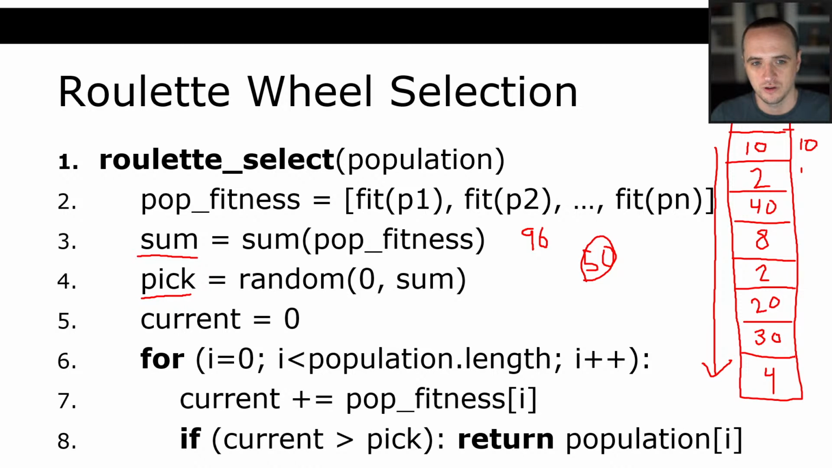I go to the next one. What is my sum now? It's 12. Is 12 greater than 50? No, it's not. So I skip it. I go to the next one. Now I have 52. Is 52 greater than 50? Yes, it is. So this is the one I am going to select. And that's what this algorithm is. That's what this down here does. I don't need to go over it because you know exactly what I just did. It's a pretty easy algorithm.